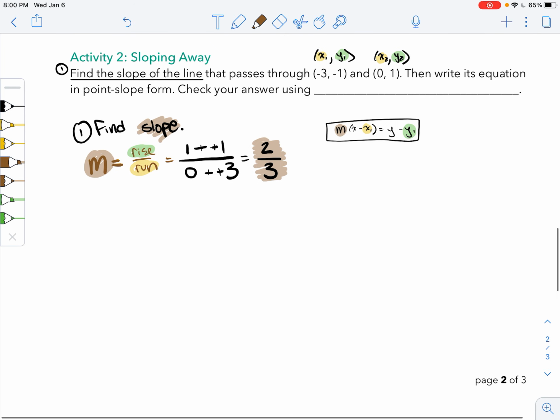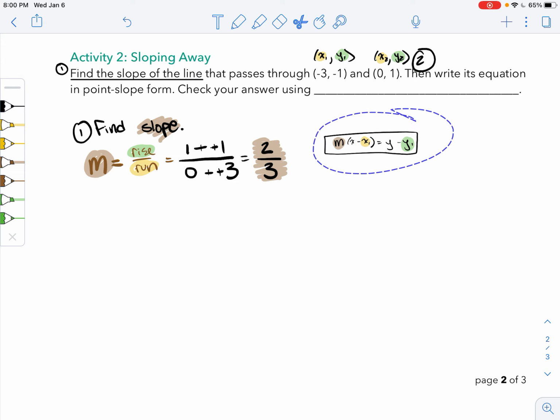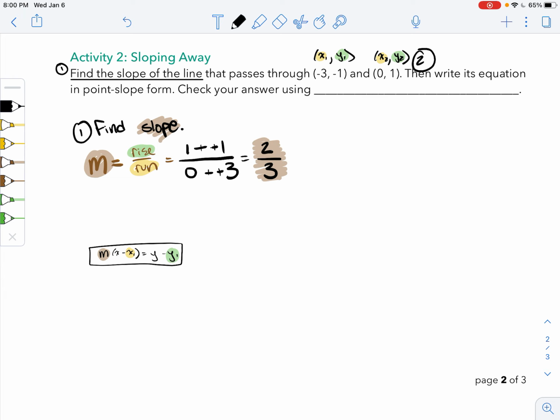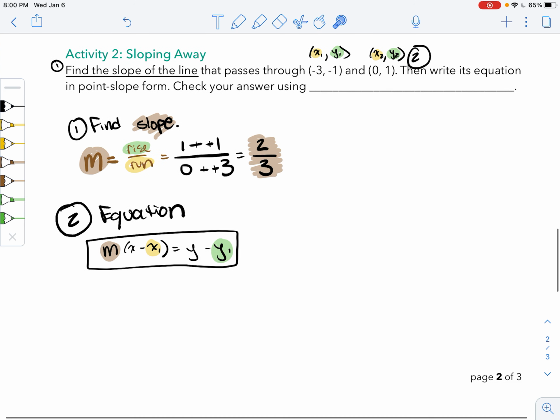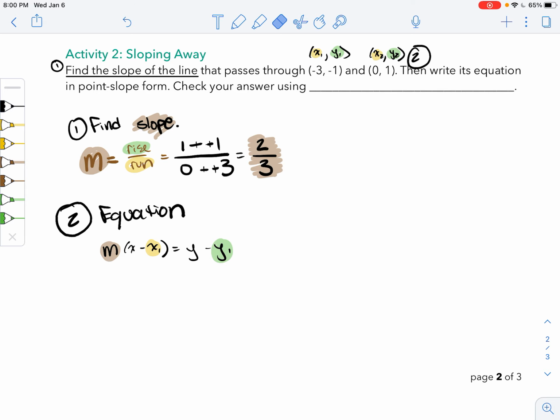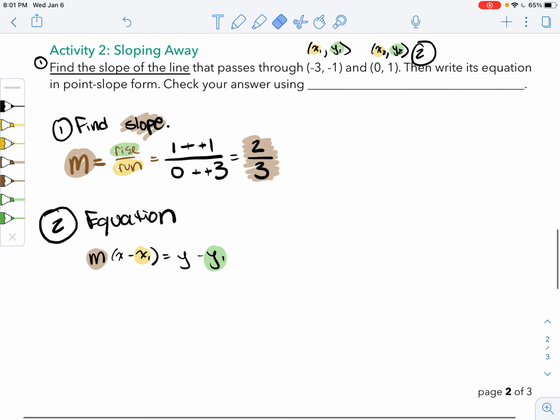Super. Okay, find the slope. Then write its equation in point-slope form. Hey, now we've got our point-slope form. So now we can write the equation. But wait, we have 2 points. We were given this point and that point. Which one should we use? It doesn't matter. Let's do the first one because it's first. Okay, so what's m? Well, we just figured out that m is 2/3.